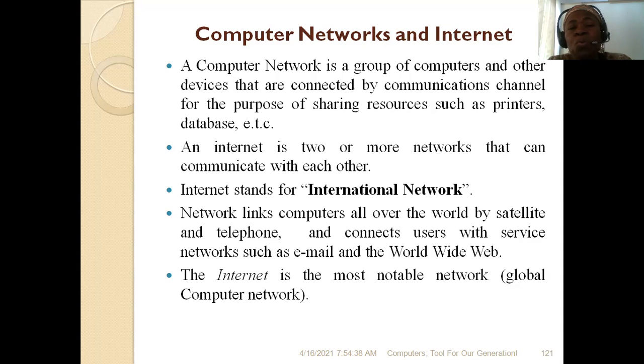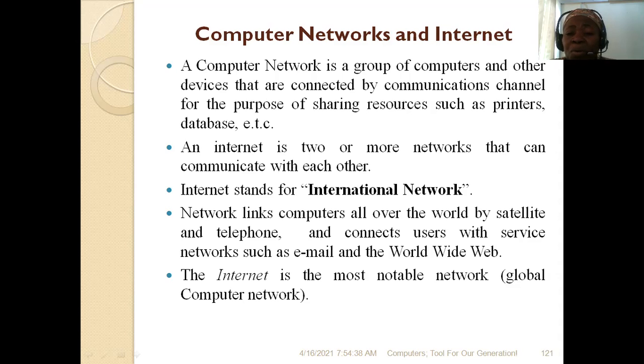A computer network is what? It's simply a group of computers and other devices that are connected by a communications channel for the purpose of sharing resources such as printers. And what is this communication channel? A communication channel could be a cable. If you bring a cable and connect two computers together, and another cable connects the two computers to a server, to a printer, you have a computer network. Just two computers can give you a computer network.